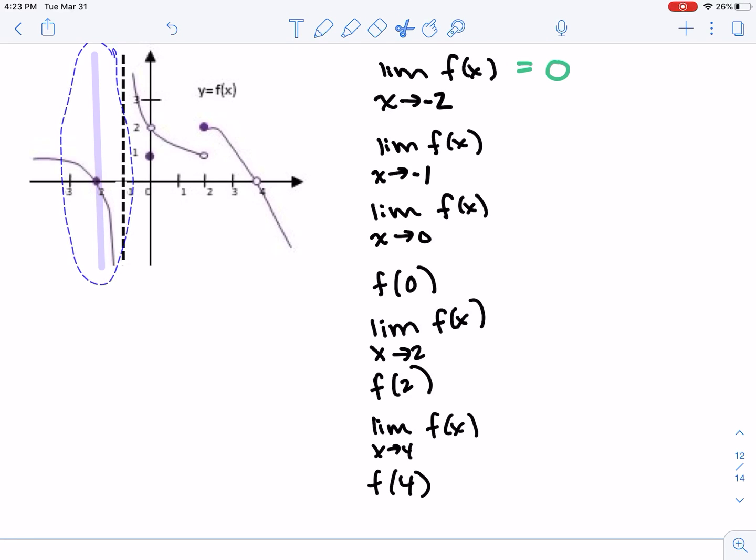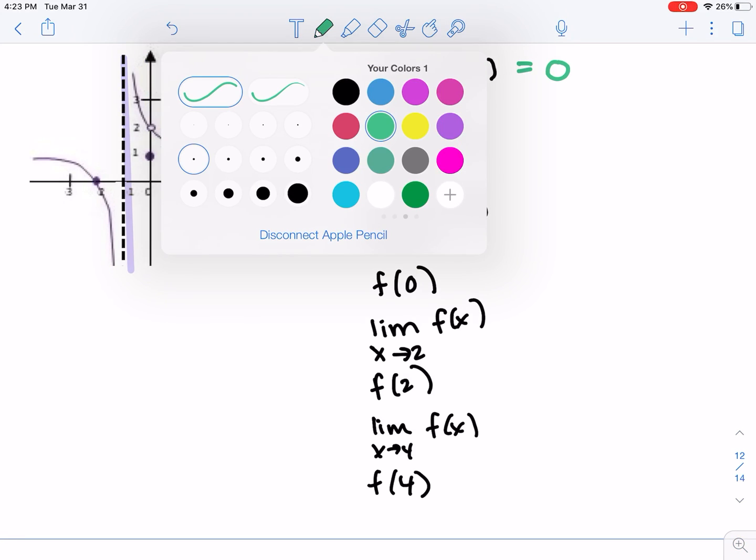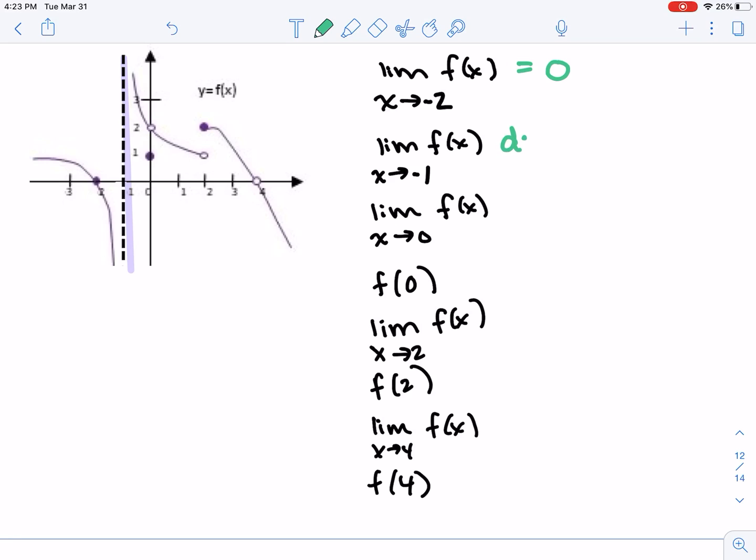All right, let's move our guide right to that asymptote. Well, we know that at a vertical asymptote, the limit does not exist. So this is a D and E. All right, moving that guide to x equals 0. Does the limit exist here? Yeah, the limit is going to exist because look, we're approaching the same y value coming from the left and the right. We're approaching 2. Now, what is the function value there? The function value is this closed circle here. So f of 0 is 1.